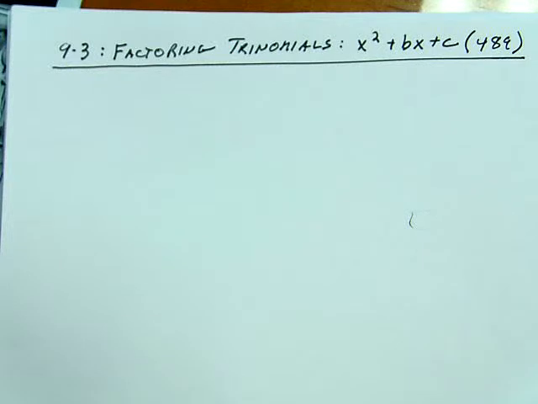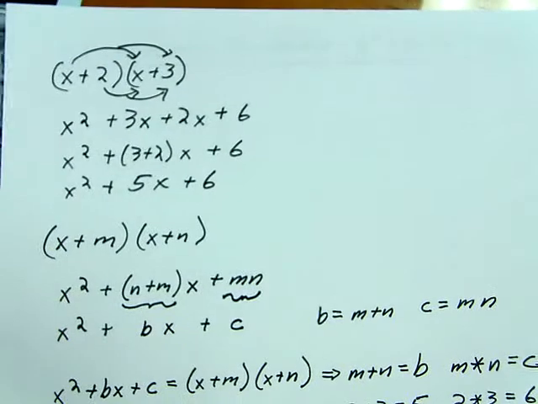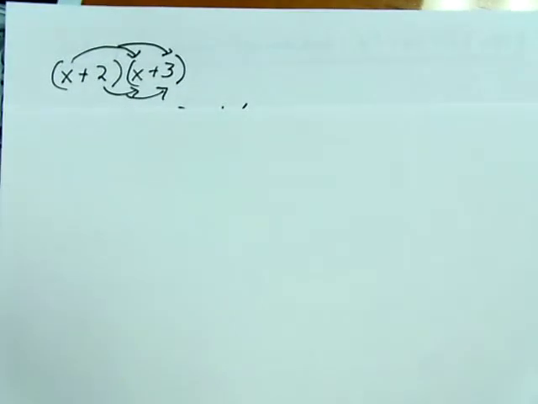All right, let's go ahead with lesson 9.3 in your book, page 489, factoring trinomials in the form of x squared plus bx plus c. First of all, let's review multiplication again, and let's notice some things as we go. Let's say I have x plus 2 times x plus 3.